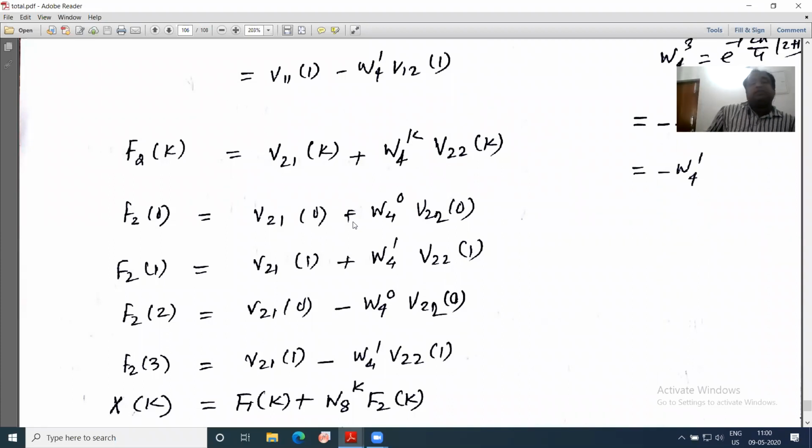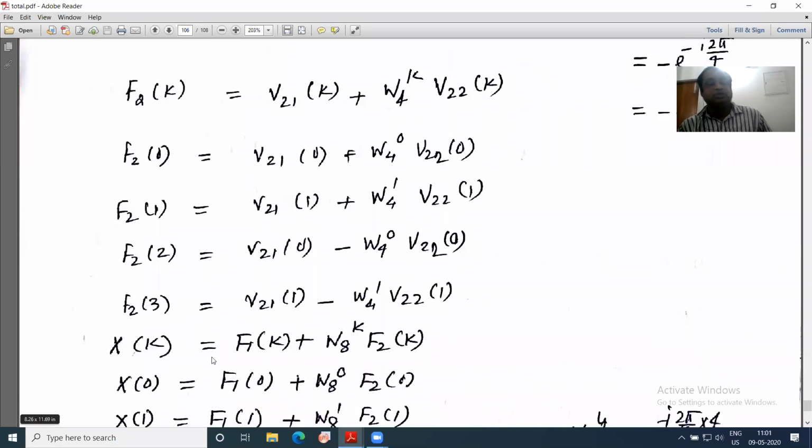So these things I have computed. So now my point is, I have computed f1 of k and f2 of k. Therefore, once I have the result, I can use this equation. This equation says x of k equals f1 of k plus w8k f2 of k. This equation also I have derived earlier.